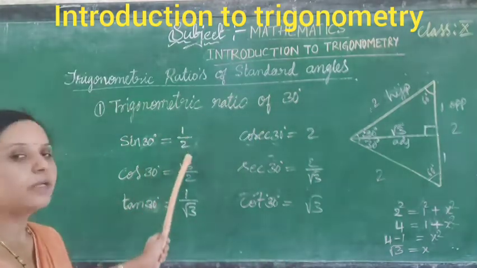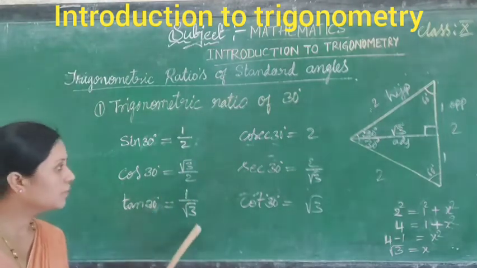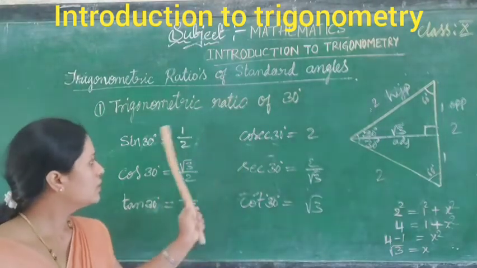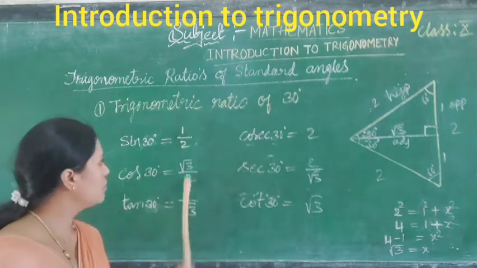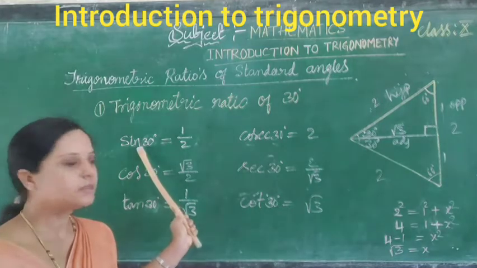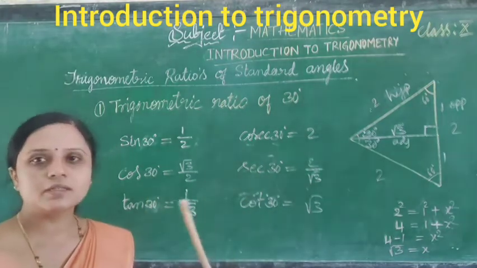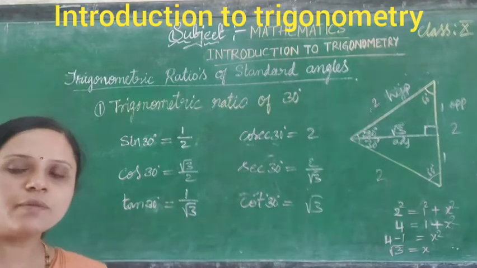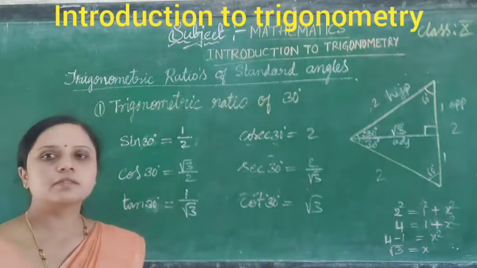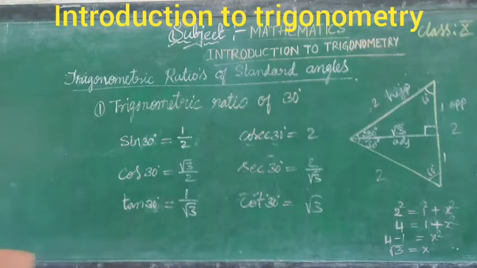Sin 30 is 1 by 2, cos 30 is root 3 by 2, tan 30 is 1 by root 3. Similarly, you write all the reciprocal values: cosec 30 is the reciprocal of sin 30, sec 30 is the reciprocal of cos 30, cot 30 is the reciprocal of tan 30. So in this way we can write all the six trigonometric ratios of angle 30 degree.